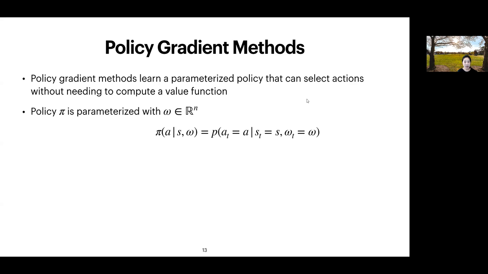So now we have pi of a given s and omega. Before, pi was always pi of a given s, but since it is now a function parameterized by omega, I'll write it as pi of a given s and omega. This doesn't mean you condition on omega; it means pi of a given s is a function of omega. It is just the probability that A_t equals a conditioned on S_t equals s, where omega_t is the current estimate of the parameter. I don't want everyone to think of this as a conditional probability on omega. It is a conditional probability, but parameterized using omega_t.